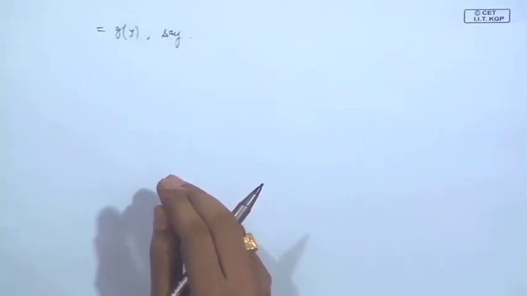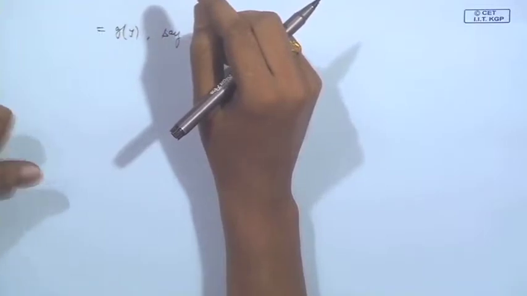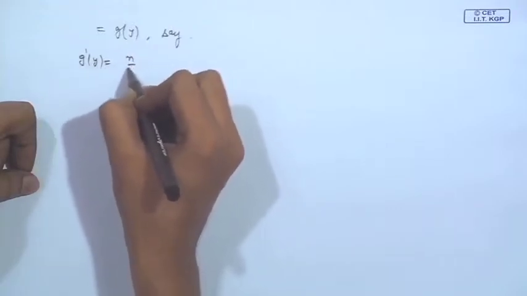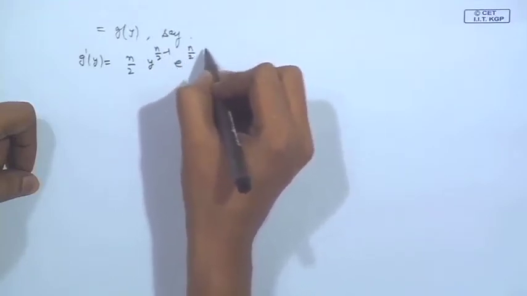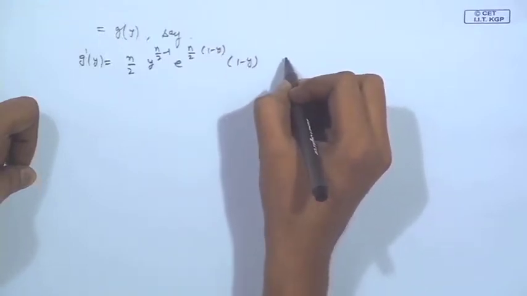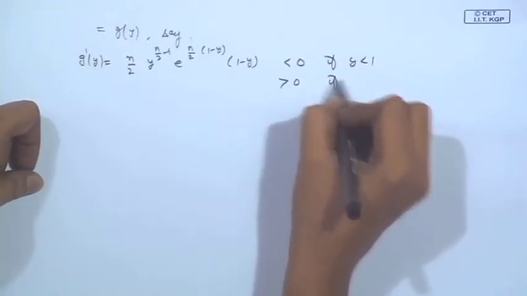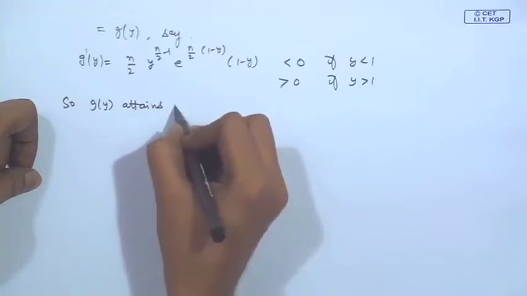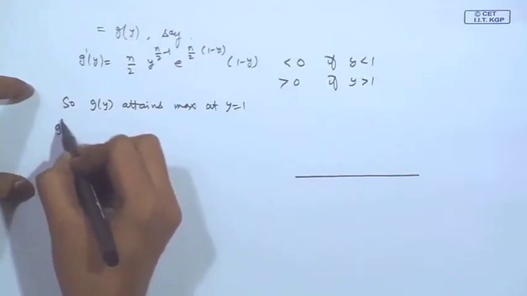However, in the previous case y was always less than 1, but here y can take any value, and therefore we need to look at the proper full behavior. That is, g prime y is actually equal to n by 2 y to the power n by 2 minus 1 e to the power n by 2 into (1 minus y) into (1 minus y). So, obviously this is less than 0 if y is less than 1, and greater than 0 if y is greater than 1. So, g y attains a maximum at y equal to 1.